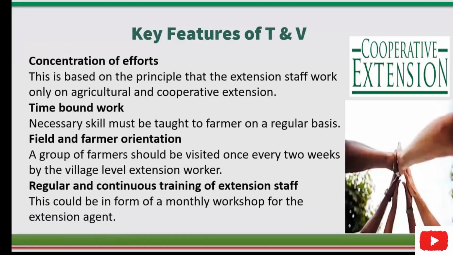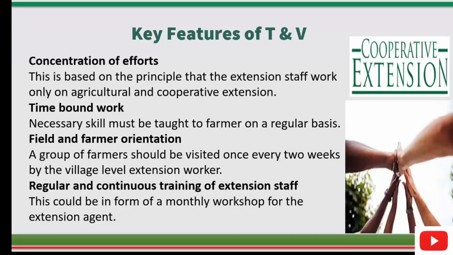The next is concentration of effort. This is based on the principle that extension staff work only on agricultural and cooperative extension. The next feature of TMV is time-bound work. Necessary skills must be taught to farmers on a regular basis in a timely manner. The next key feature is the field and farmer orientation. A group of farmers should be visited once every 2 weeks by the village level extension worker. That way they can meet, improve, and take back their feedback.